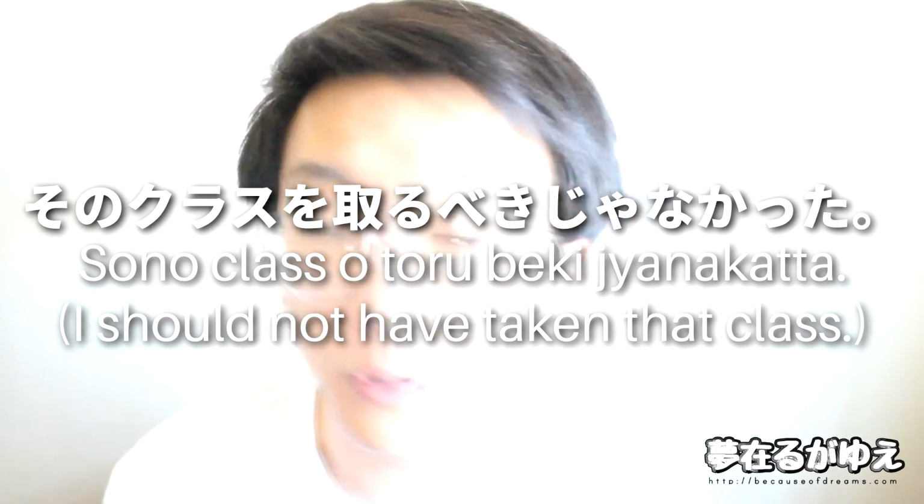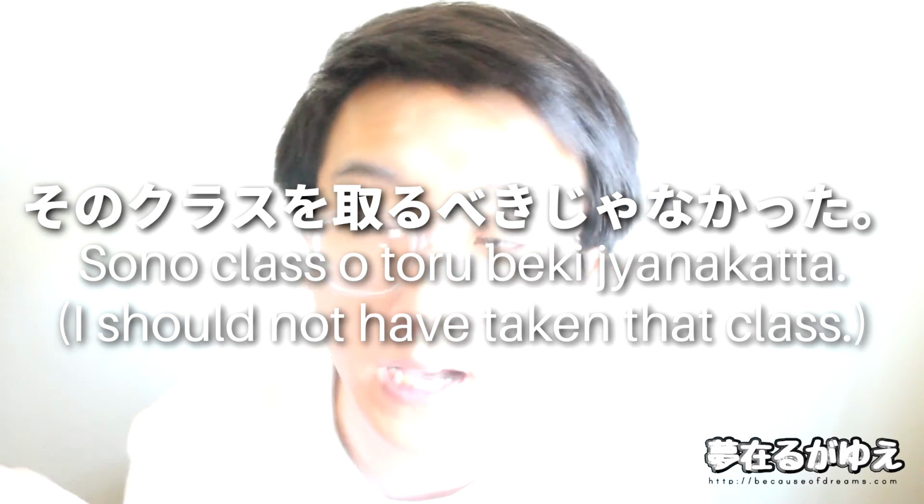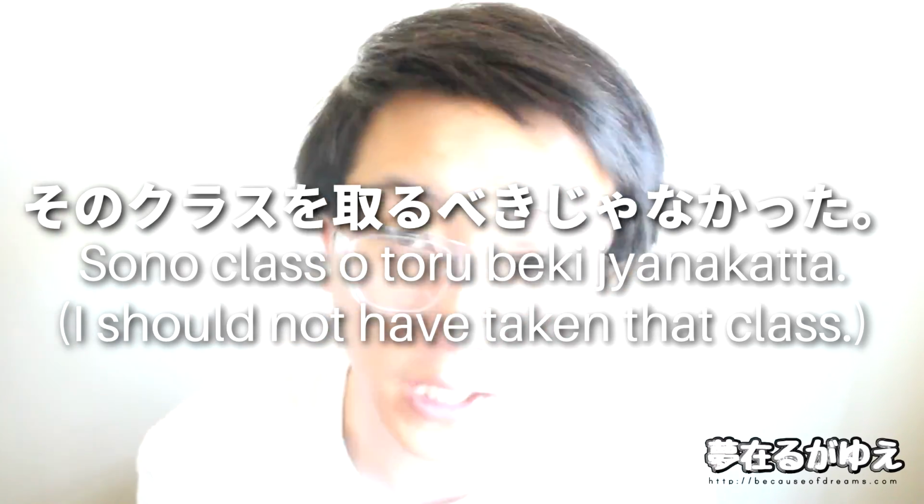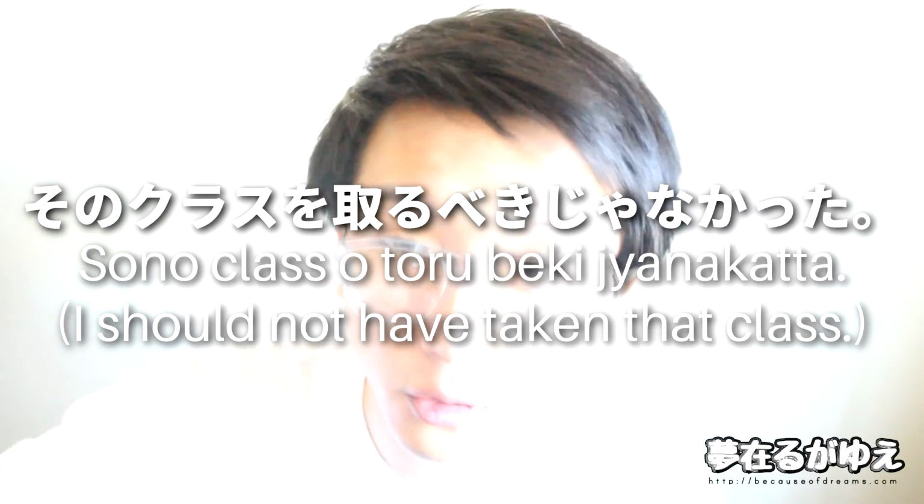Should not have taken what? Well, the direct object we know is going to be the class, so I should not have taken that class is what the sentence is saying altogether once again. Sono class o toru beki janakatta.